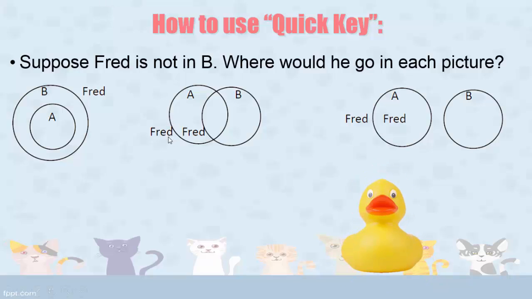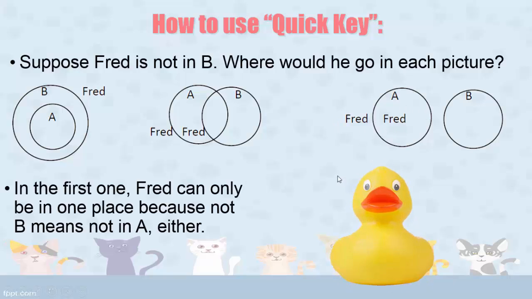Similarly here, if Fred is not in B, well, Fred can be outside of A and B, or Fred can be in A. But he wouldn't be in the intersection, because then he would have to be part of B. And then, of course, again, here he can be outside of A and B, or he can be inside A. So in the first one, Fred can only be in one place because not B means not in A either.